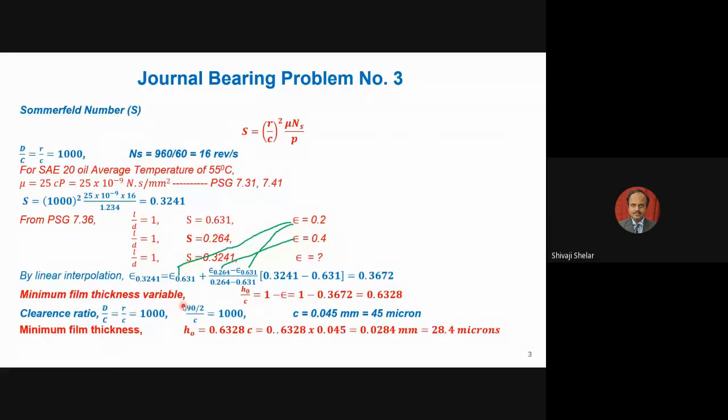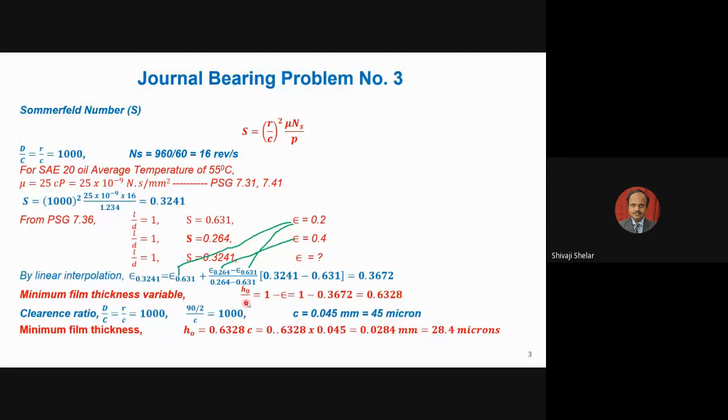Then we can calculate the minimum film thickness variable, which is H0 by C, a complementary function of the eccentricity ratio. So it is 1 minus the eccentricity ratio, 1 minus 0.3672, which comes to 0.6328. This is your minimum film thickness variable. Now we know the clearance ratio r by C is equal to 1 by 1000. So let's put the radius of the journal: radius of the journal is 90 by 2 upon radial clearance, which is 1000. From this calculation, we get C equal to 0.045 mm, that is 45 micron. So the radial clearance here is 45 micron.